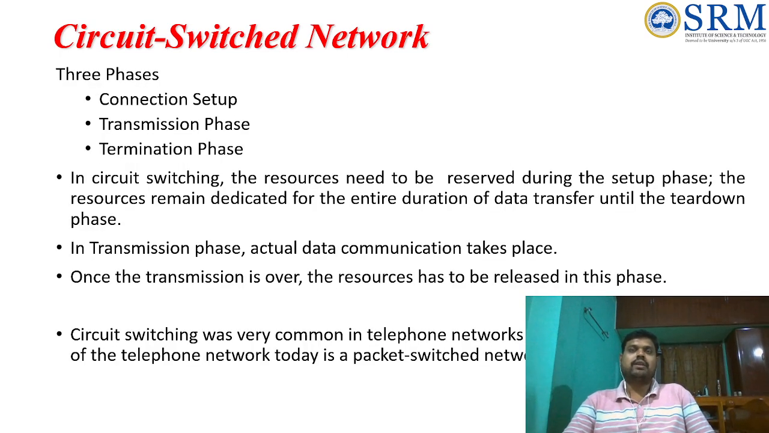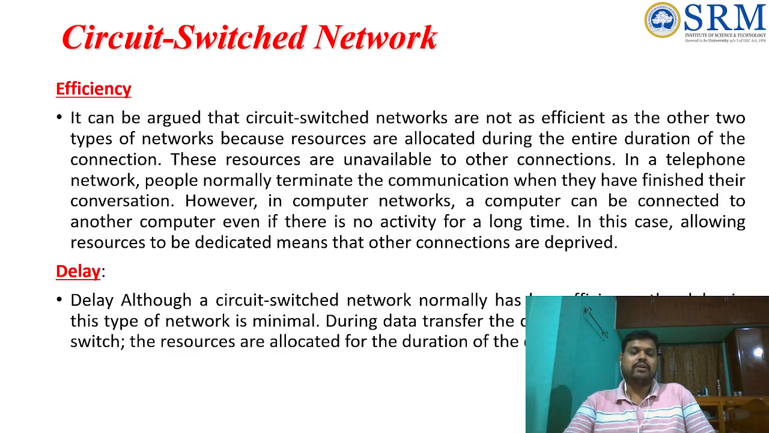Circuit switching will require three phases. The first one is the connection setup, then the transmission phase, and the termination phase, right? First, before transmitting the data, you have to establish the connection, then the actual transmission takes place. After completing the transmission, you have to terminate the connection. So these three are the important requirements for a circuit switched network, right?